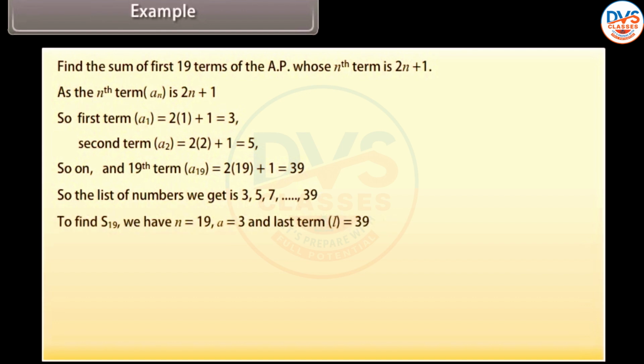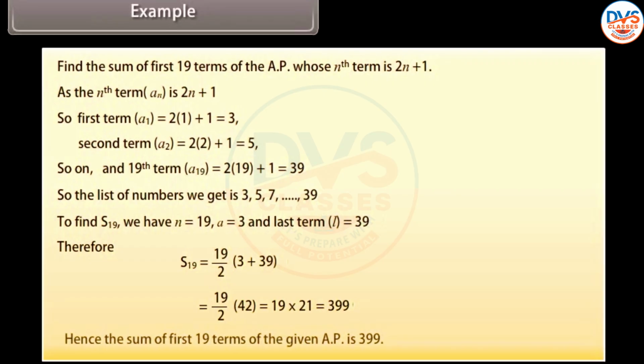Now to find S19, we have n as 19, a as 3 and L as 39. Therefore, S19 is equal to 19 upon 2 into 3 plus 39. This is equal to 19 upon 2 into 42, which equals 19 into 21, which is equal to 399. Hence, the sum of the first 19 terms of the given AP is 399.